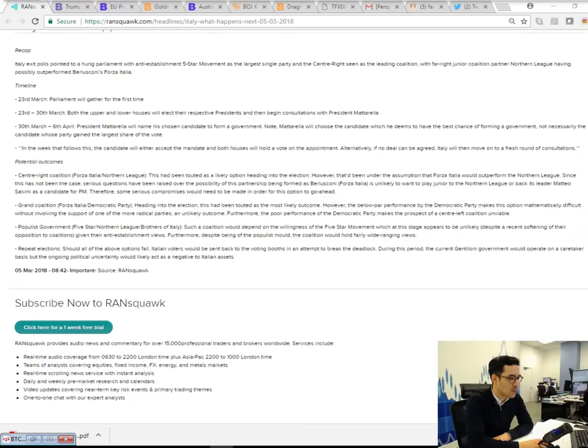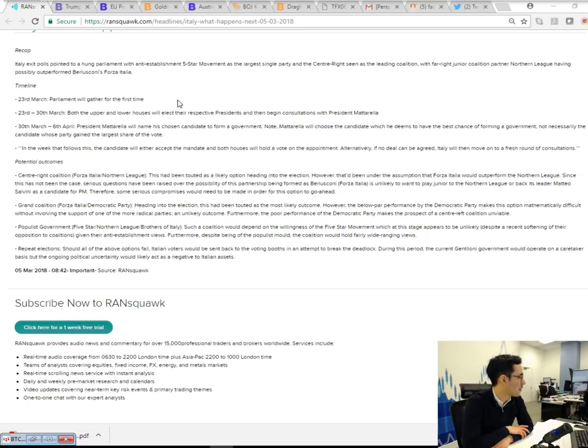And this is the timeline. So two real sections here that the guys at RAN have outlined quite neatly. So you've got the timeline. Now, you'll notice here that really things don't get underway. You're probably not likely to hear too much new on the Italian front until really the end of the month.